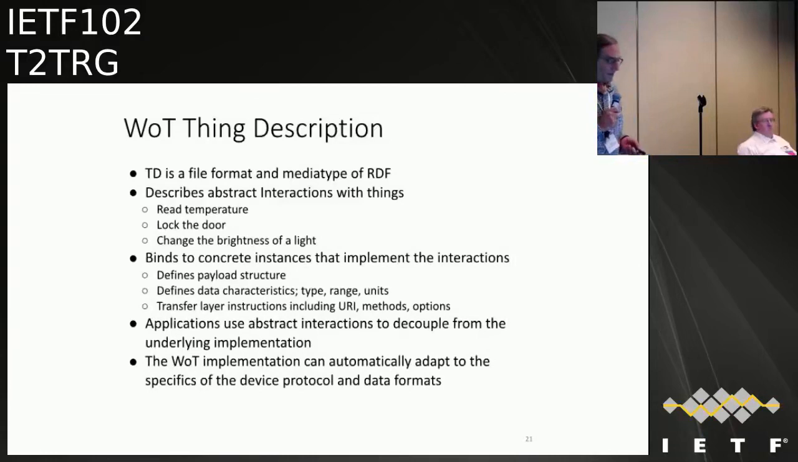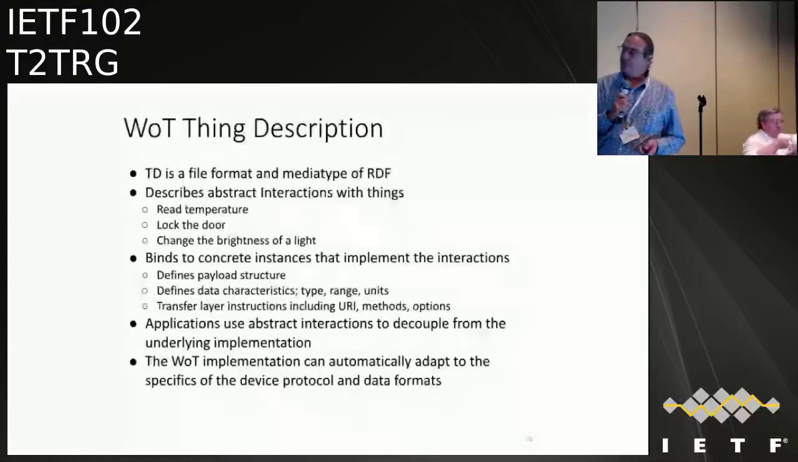And so using Thing Description, applications can use the abstract interactions to start decoupling from the underlying implementations and start providing an abstract interaction application layer. And ultimately, we want to be able to automatically adapt to all of the specifics of the device protocols and data formats. We only need to deal with the high-level interaction models.